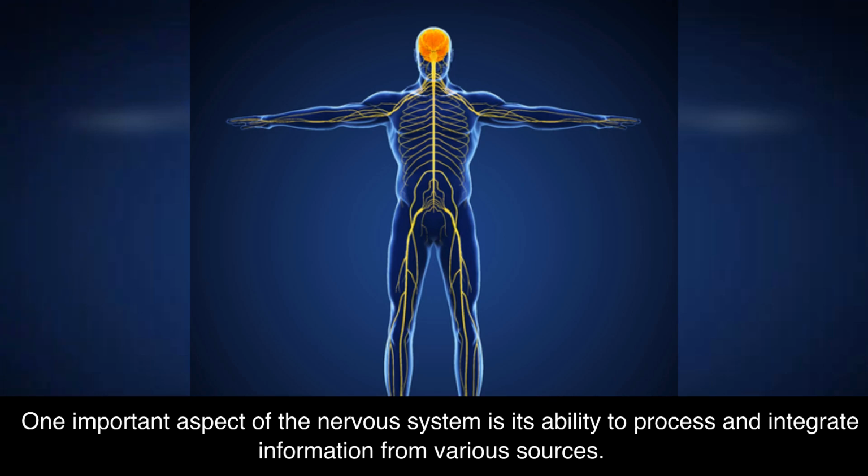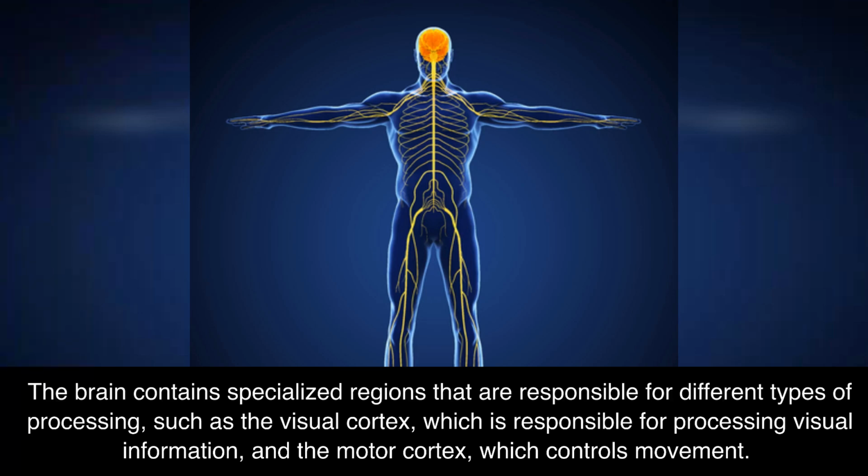One important aspect of the nervous system is its ability to process and integrate information from various sources. The brain contains specialized regions that are responsible for different types of processing, such as the visual cortex, which is responsible for processing visual information, and the motor cortex, which controls movement.